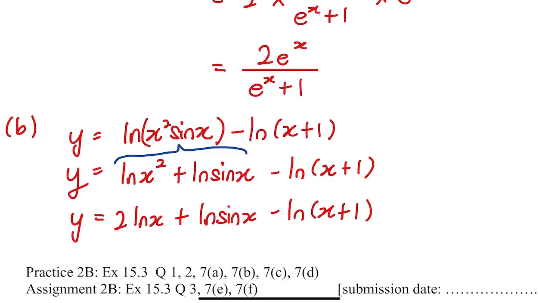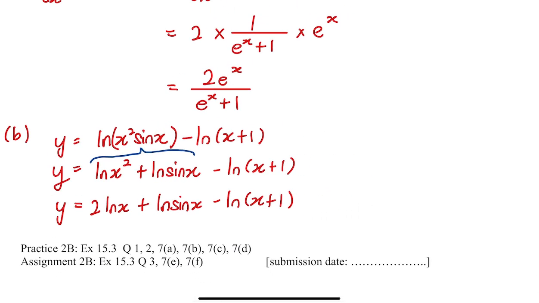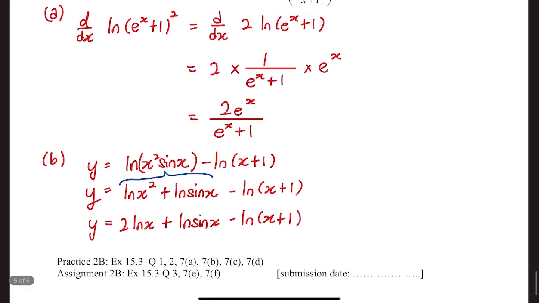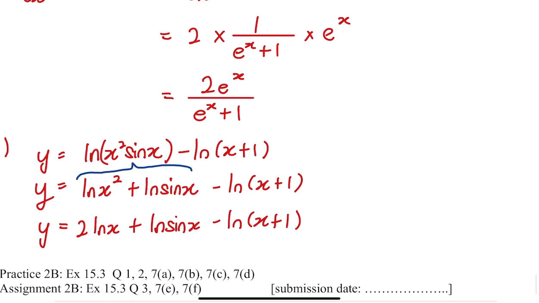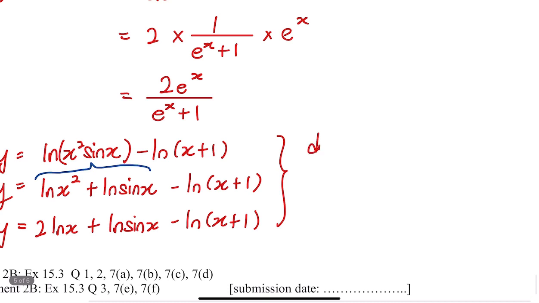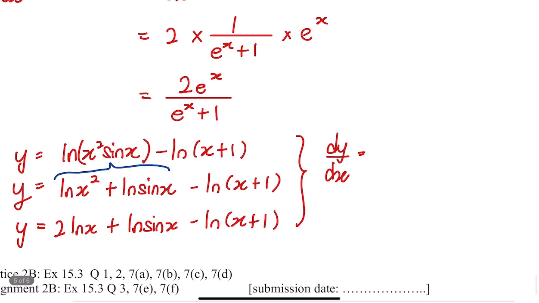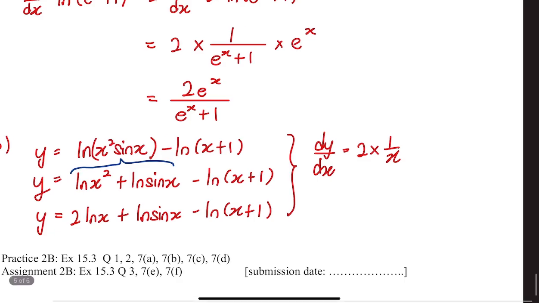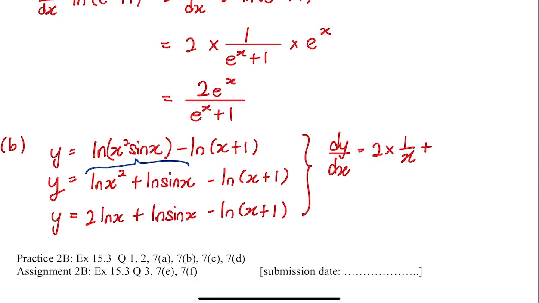Okay, so therefore now that your y is now these 3 terms, you see this looks so much easier to differentiate compared to this original ln function here. And you are less prone to making careless mistakes. So therefore, from these things over here now, dy over dx, simply differentiate your first term here first. Differentiate 2 ln x will be simply 2 times 1 over x plus, now differentiate ln sine x, it's simply 1 over sine x times differentiate sine x, which is cosine x.